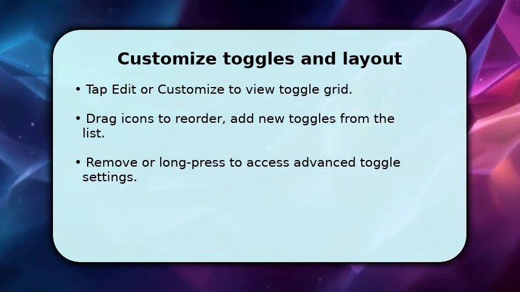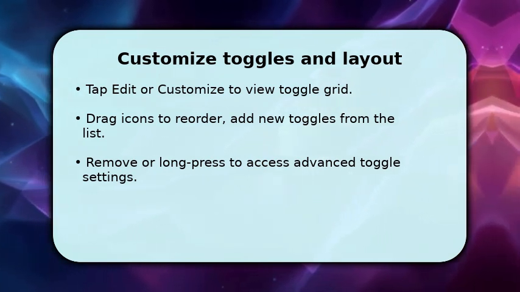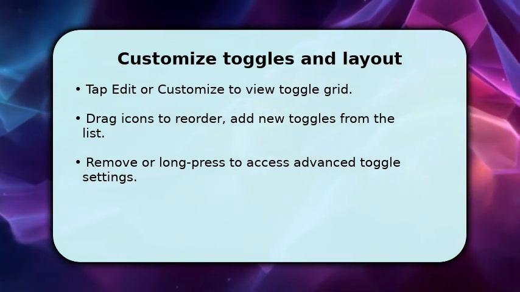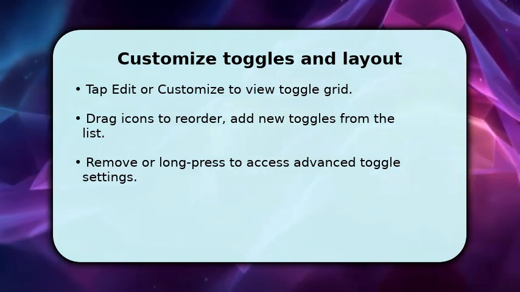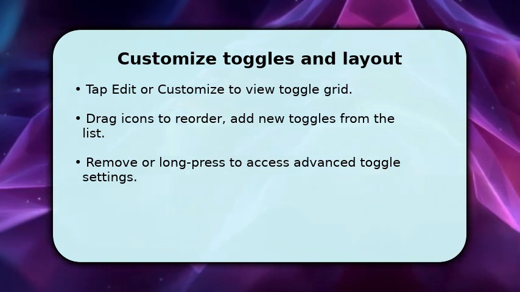Tap Edit or Customize to reveal the toggle grid. This shows active and available shortcuts. Drag icons to reorder them for faster access. Place frequently used toggles on the top row so you save time. If you need more toggles, pull from the available list and drop them into the grid.